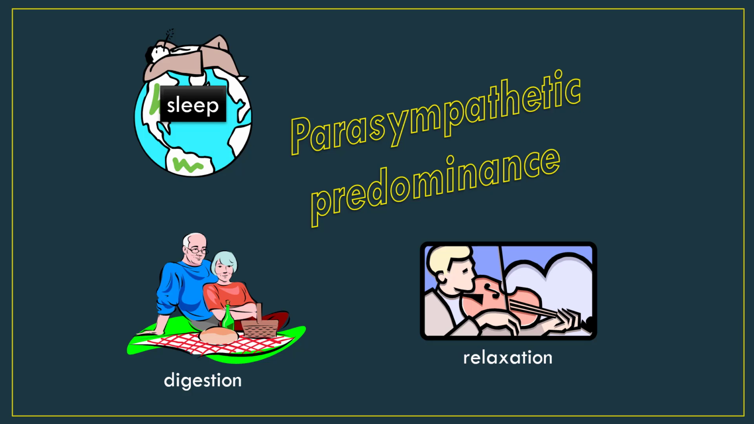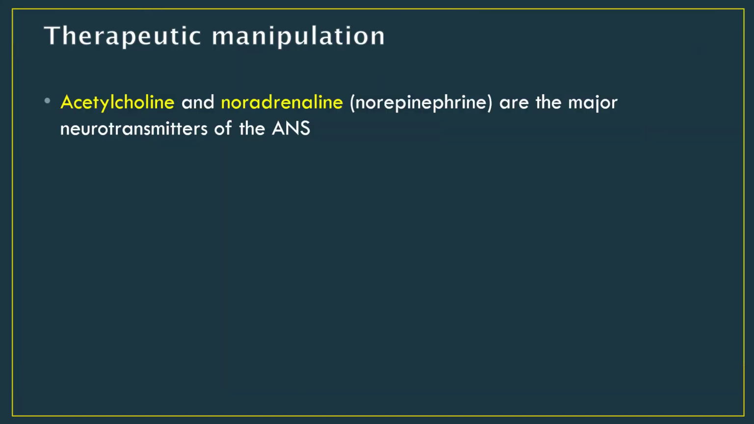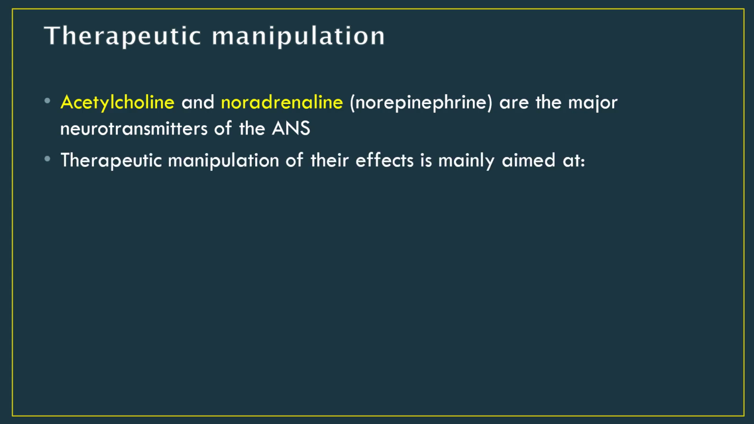Now, after this brief overview of sympathetic and parasympathetic nervous system, let's look more closely at the neurotransmitters released and the receptors that they bind to. This will allow you to understand the pharmacology of various drugs which are used very often in clinical practice. All right. So we saw there were two main neurotransmitters, acetylcholine and noradrenaline. Now, therapeutic manipulation of their effects is mainly aimed at, so what can we do? We can either stimulate or block the receptors.